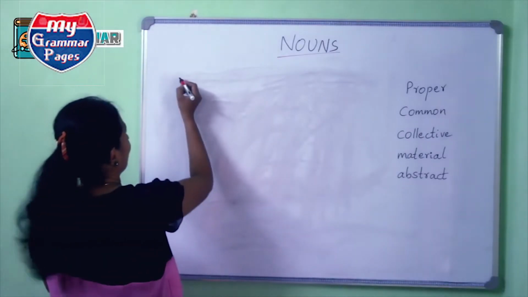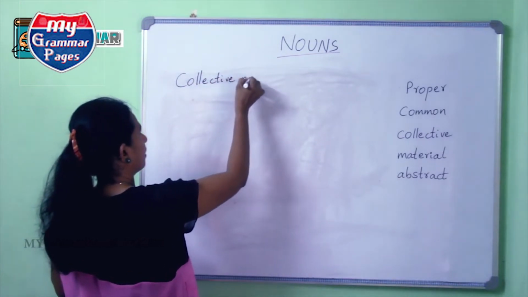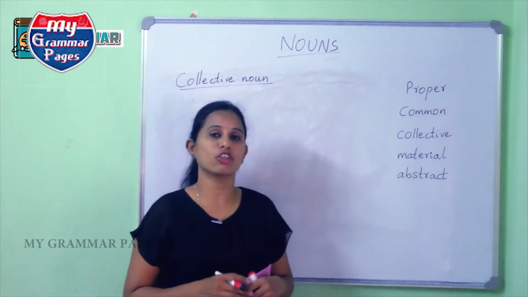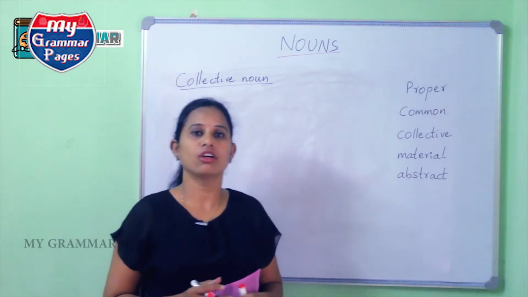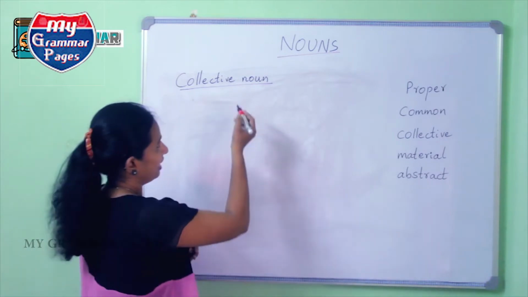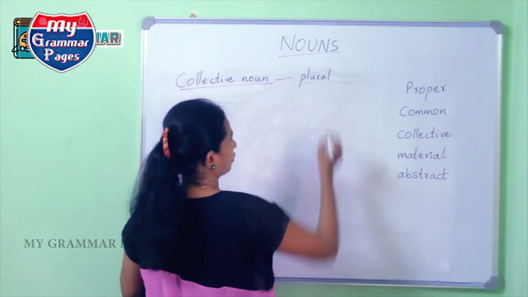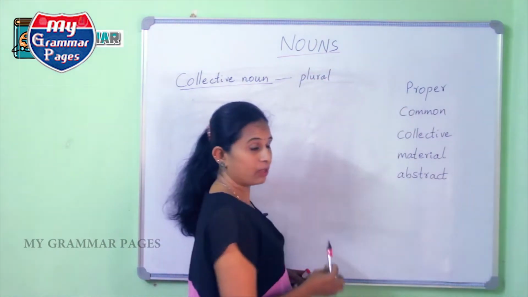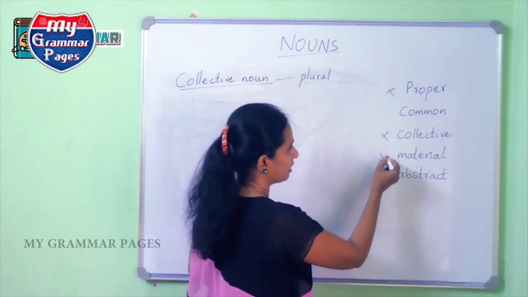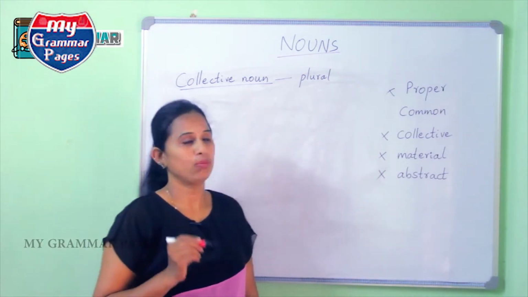Next comes the collective noun. Now, what is a collective noun? A collective noun is the name given to a group or collection of objects, people or places. Now, a collective noun cannot be taken in plural form. So, a proper noun cannot be taken in plural form, a collective noun cannot be taken in plural form, a material noun cannot be taken in plural form, as well as abstract nouns cannot be taken in plural forms.